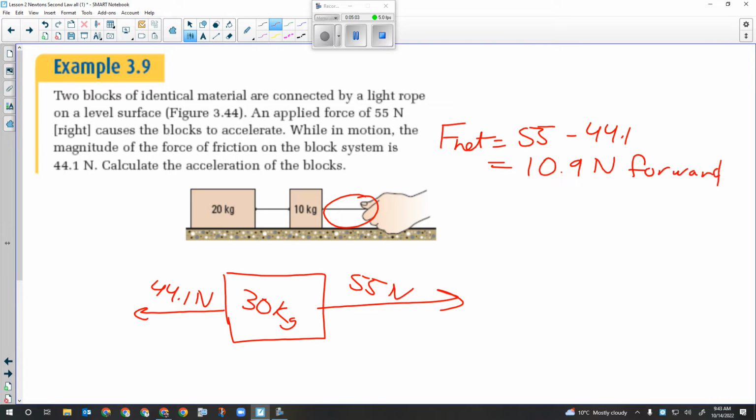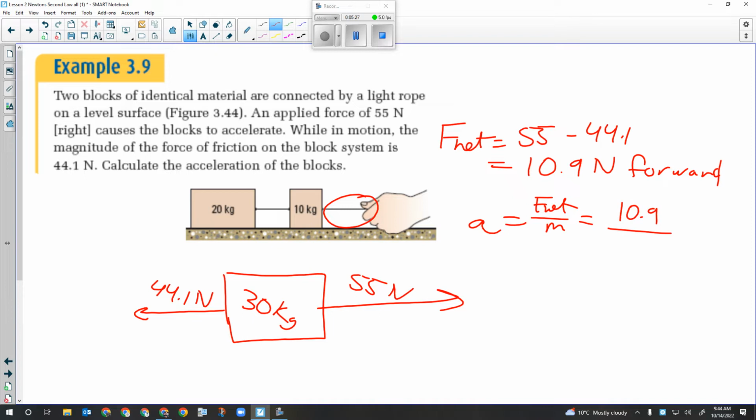All right, now I've got the net force. Acceleration is F net divided by mass. What mass do I divide by? 30. This is the forces acting on the whole system, so I need to divide by the mass of the entire system. T, question? Would you have to account for the force of gravity?